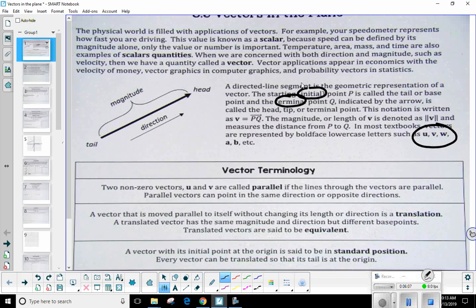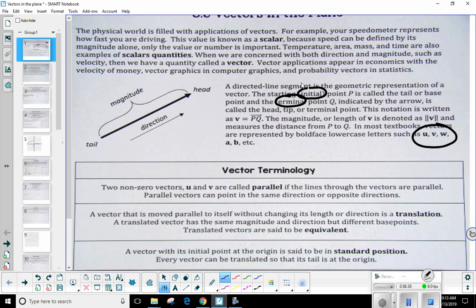Okay, so some more terminology here. Two non-zero vectors, u and v, are called parallel if the lines through the vectors are parallel. So the two vectors are equidistant all the way through from each other. Parallel vectors can point in the same direction or opposite directions. A vector that is moved parallel to itself without changing its length or direction is a translation. A translated vector has the same magnitude and direction but different base points. They're still said to be equivalent.